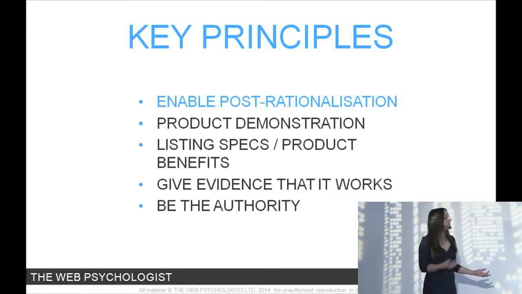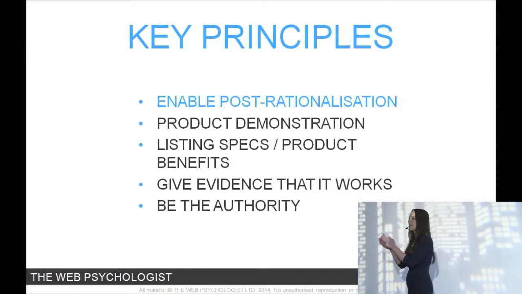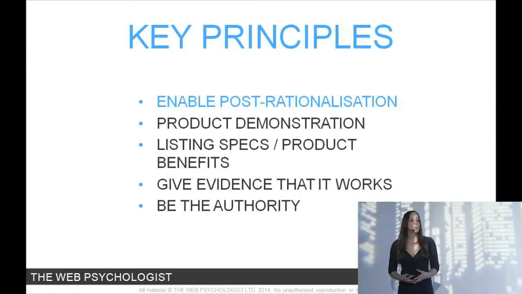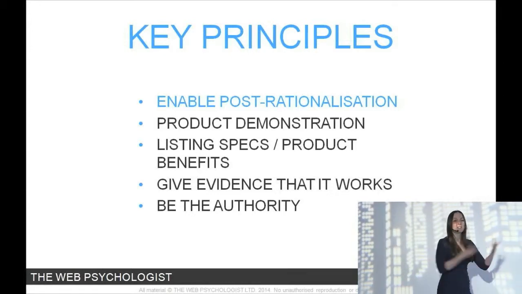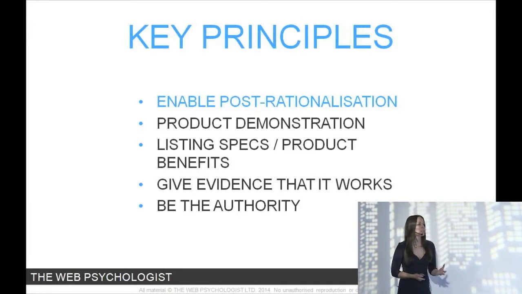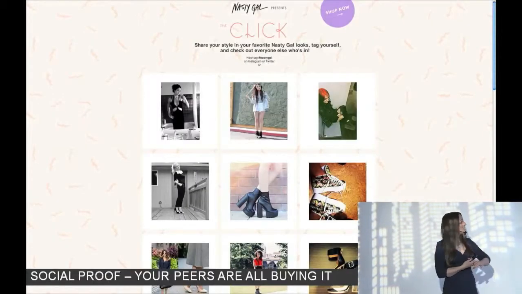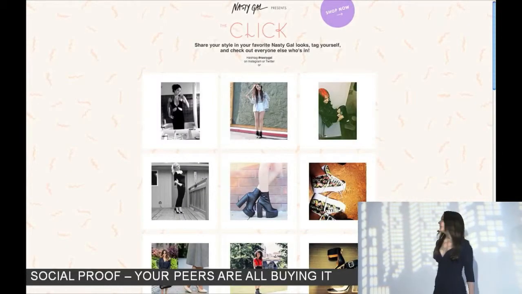So this idea that we're rational, I know it's Kahneman's book, Thinking, Fast and Slow, we have such a limited attentional bandwidth that most of the decisions we make online are made in the primal and emotional systems, and we post-rationalize those decisions later. So this is the key thing here. You have to enable your customers to post-rationalize the actions or decisions that they've already made. Great example, Nasty Girl, one of your exports again, they do this really well.